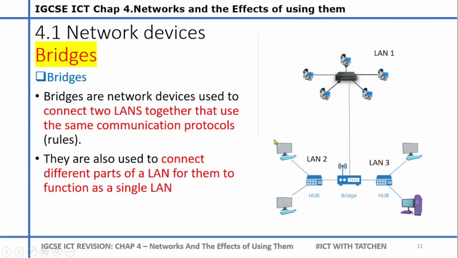Now, another network device we need to look at is what we call a bridge. Basically, a bridge is just a device we use to connect two LANs, that's two local area networks, together, which have the same communication protocols. Communication protocols means communication rules. So if I have LAN 1, LAN 2, LAN 3 having the same communication protocols, I can use a bridge to connect all of them together so that they can share resources.